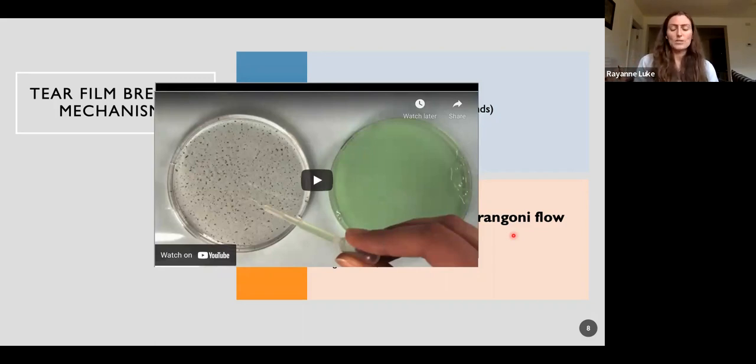Something that differentiates evaporation and the Marangoni effect: evaporation typically acts on a relatively long time scale, whereas you saw in this video, the Marangoni effect is a matter of a couple tenths of a second. And so those time scales will be built into the model, and we'll be able to differentiate which mechanism is dominating the tear film breakup.